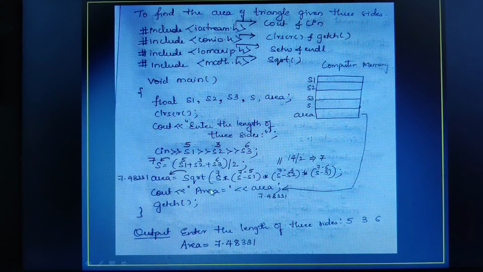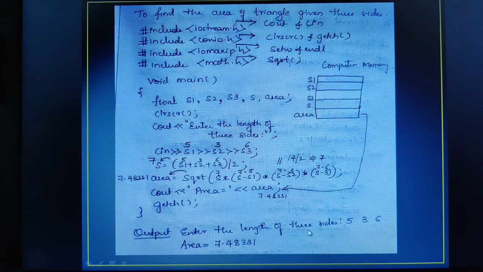So cout "area is equal to", where is your answer, in which variable? Your answer is in this particular variable known as area, therefore followed by area. Okay, then getch and then close finally the program. So this is how you are getting it.